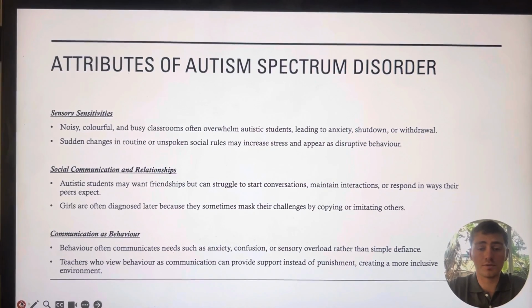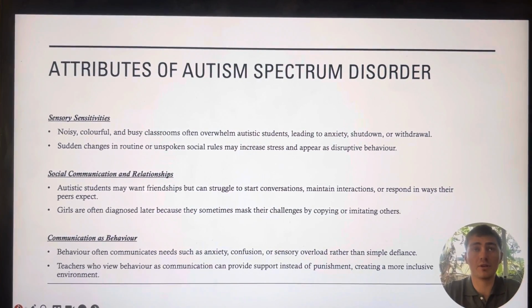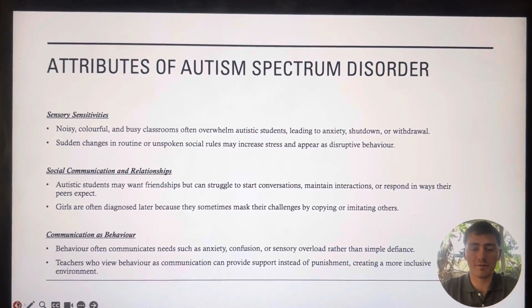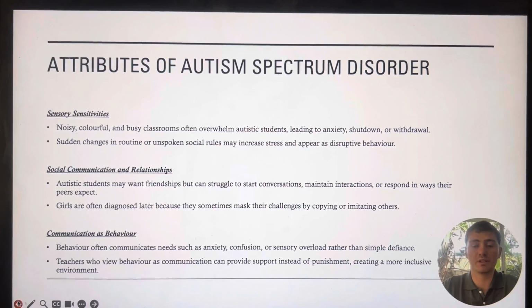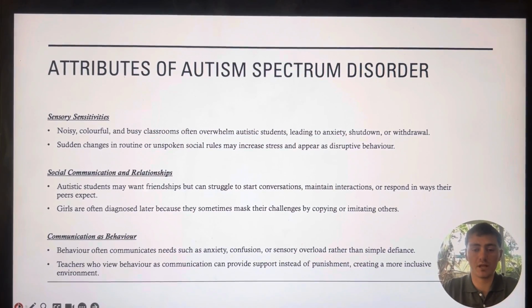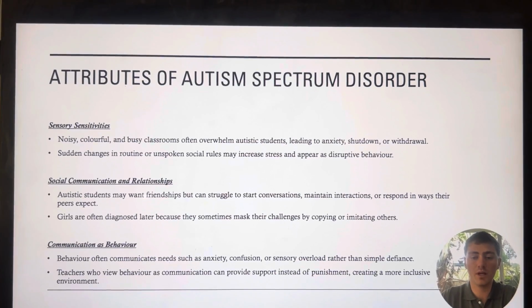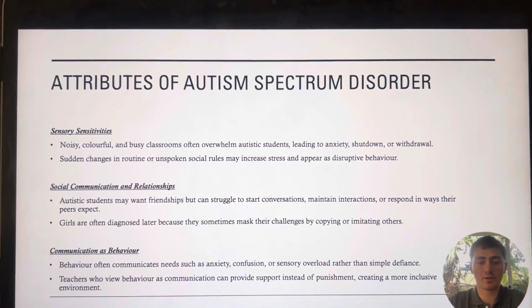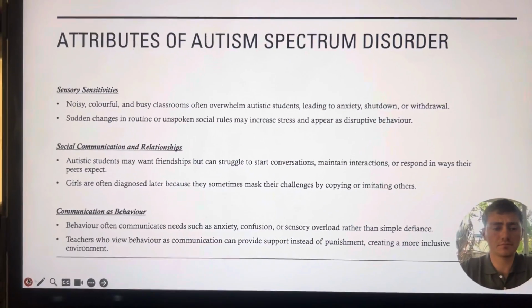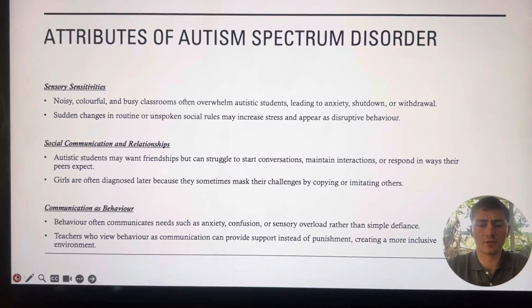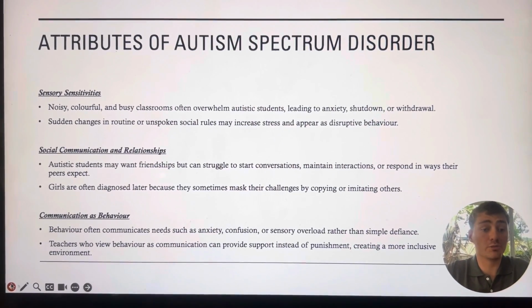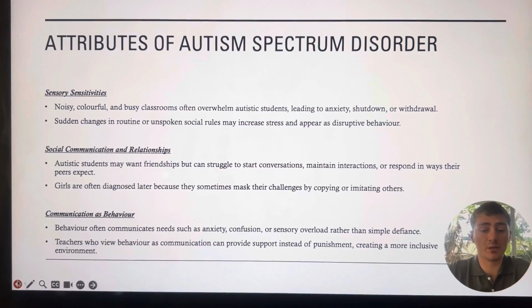Girls with autism are often diagnosed a lot later in life simply because they will camouflage their autism by mimicking and copying actions of their peers. They'll copy behaviours or interactions from their classmates. So that's why they'll be diagnosed a lot later in life. Communication as behaviour, this is a big one as well.